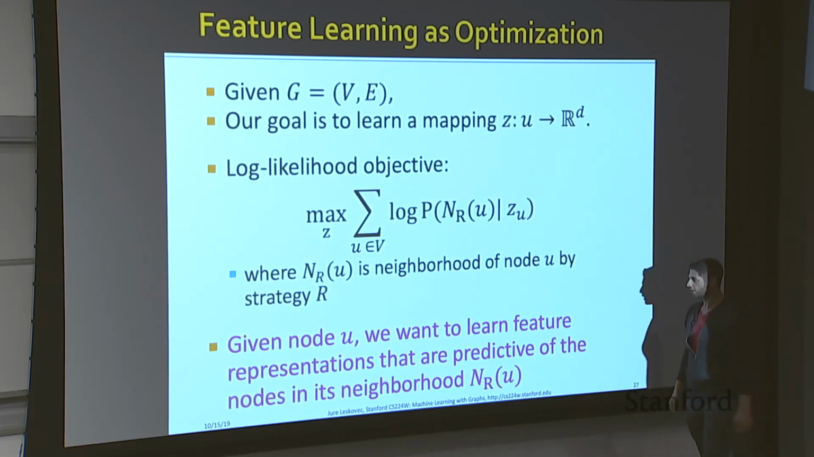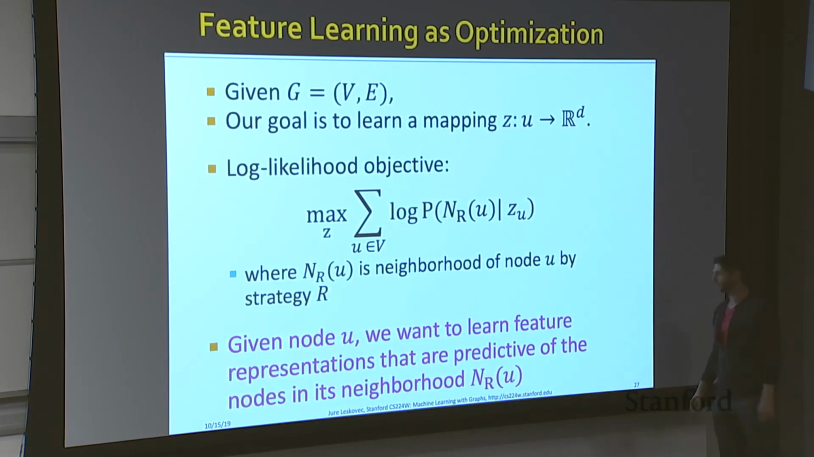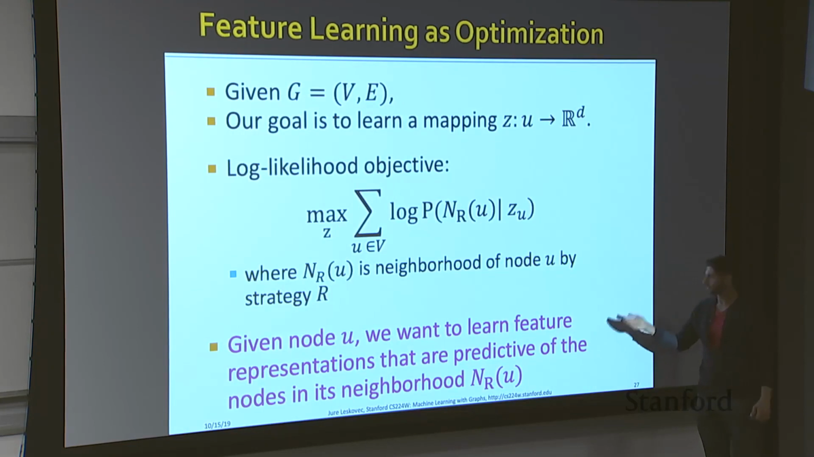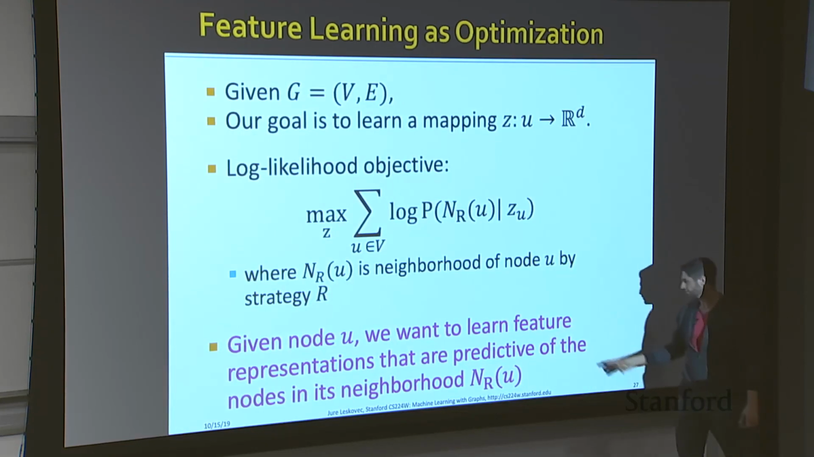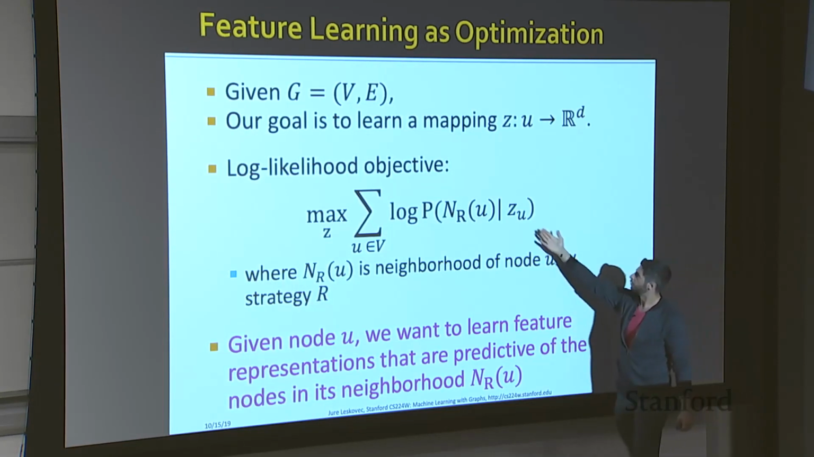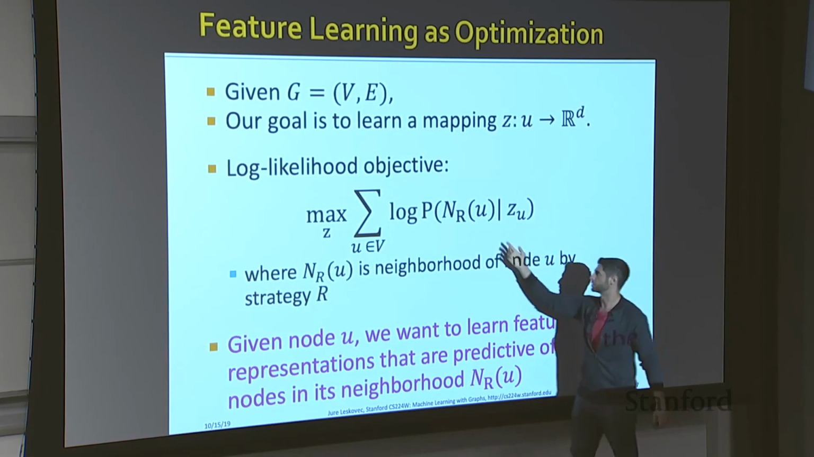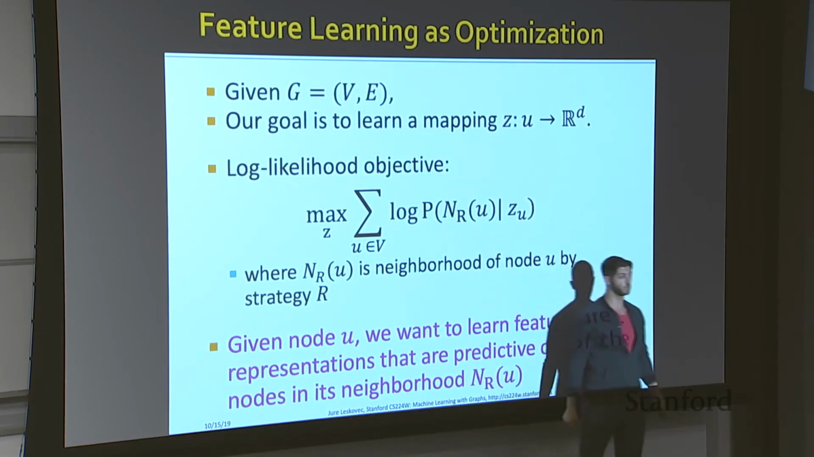Now that we clarified this, the goal of our objective function is that it's going to help us to learn feature representations that are predictive of the nodes in its neighborhood. So we get the feature representation of U, and then this feature representation is going to be predictive of the neighborhood of that node, all right?